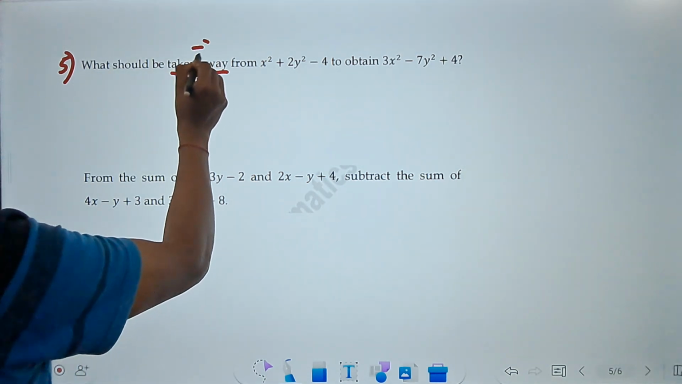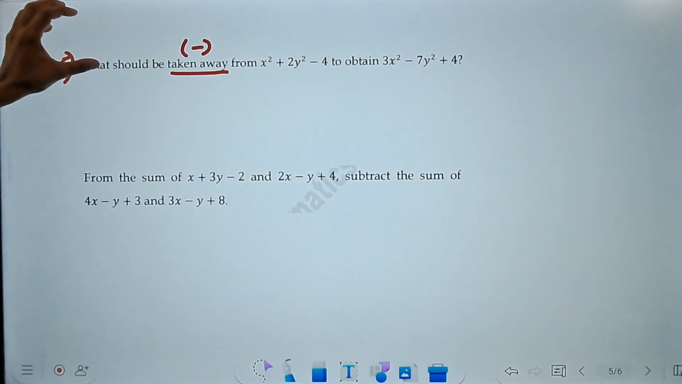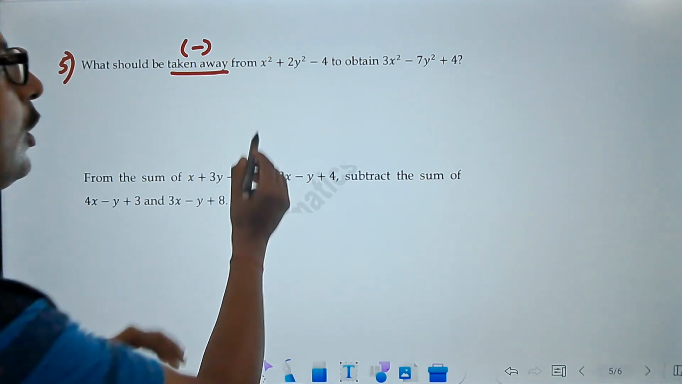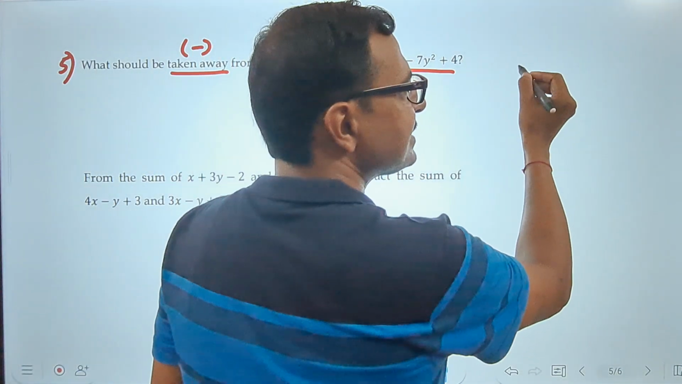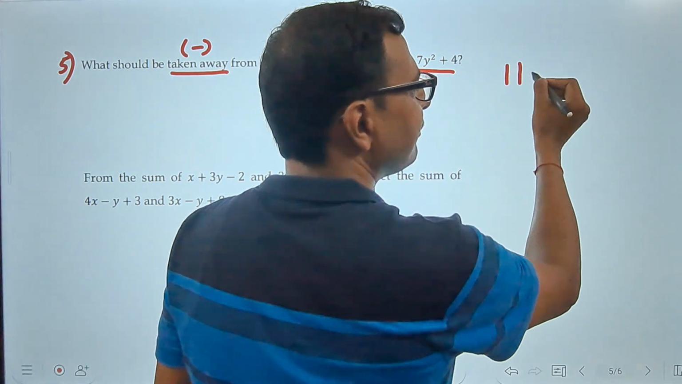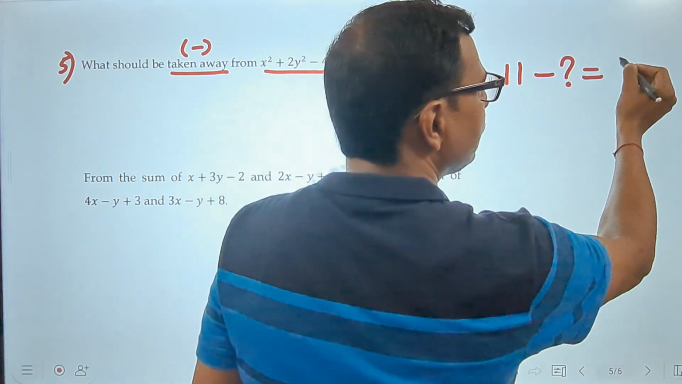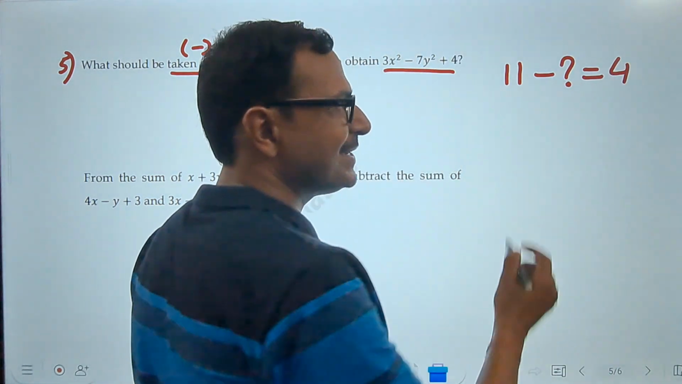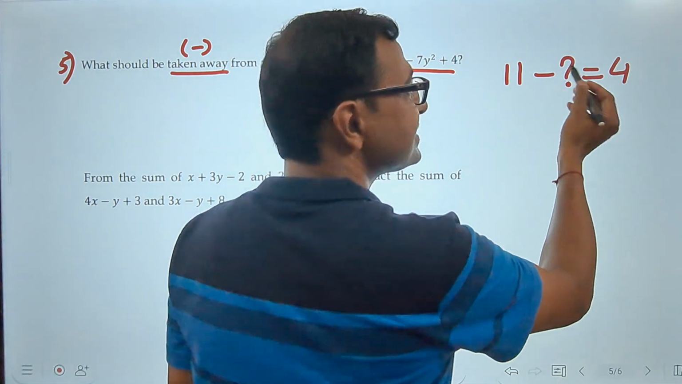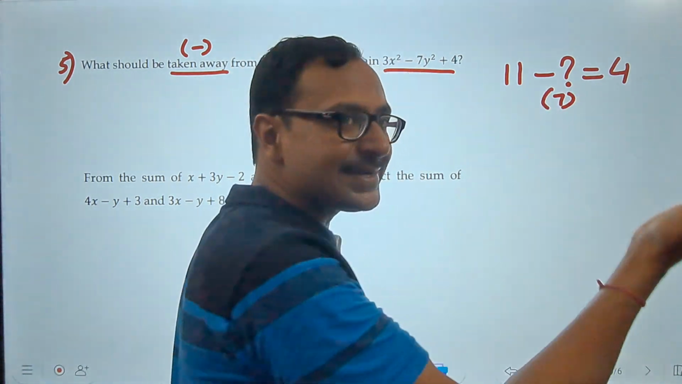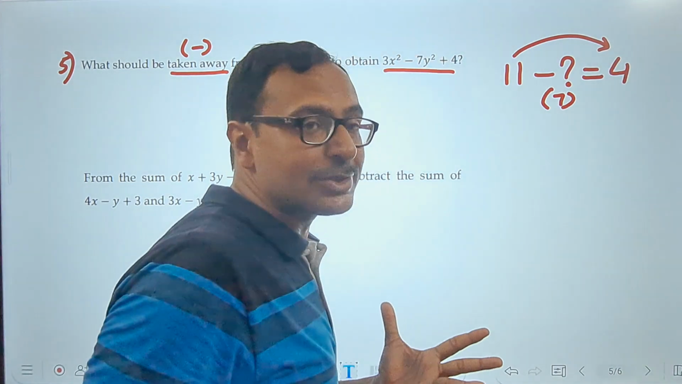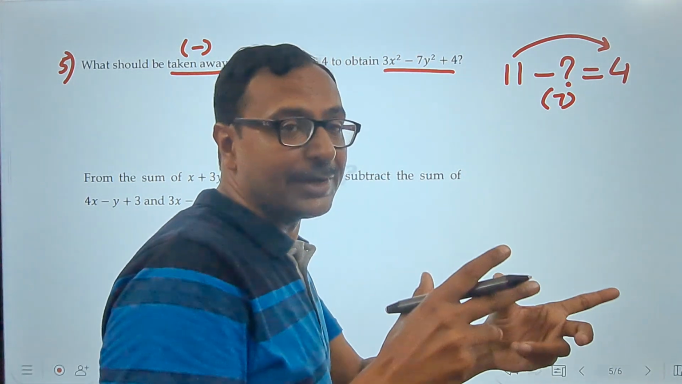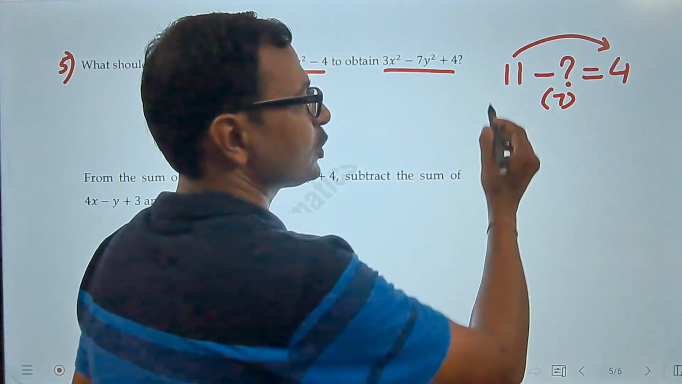Taken away means subtracted. So that means you want to find what should be taken away from one polynomial to obtain another polynomial. So it is just like saying what should be taken away from 11 to convert that to 4. So that's pretty easy, right? 11 minus 7 is 4. And how do you get 7? 11 minus 4. So this is how you need to convince yourself that you are subtracting the correct thing from the correct expression.